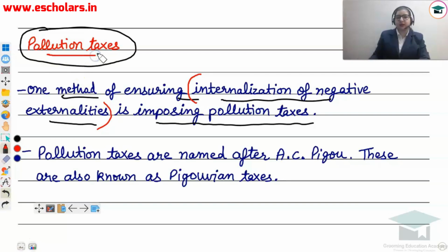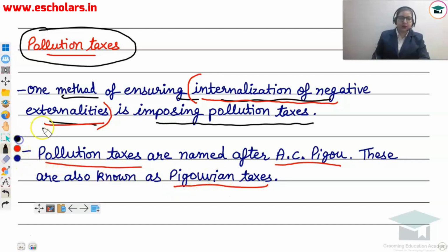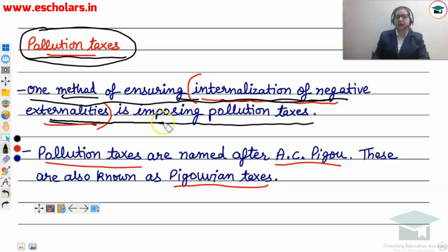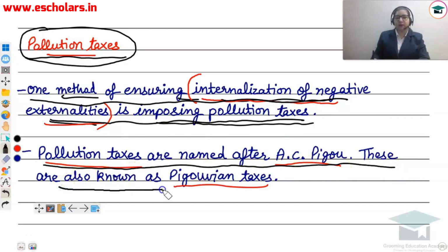So here pollution taxes are applied by the government so that firms are able to internalize their negative externalities. Pollution taxes are named after A.C. Pigou, and that's why these are also known as Pigouvian taxes. So let's recall it till now, pollution taxes. One method of ensuring internalization of negative externalities is imposing pollution taxes. Pollution taxes are named after A.C. Pigou. These are also known as Pigouvian taxes.